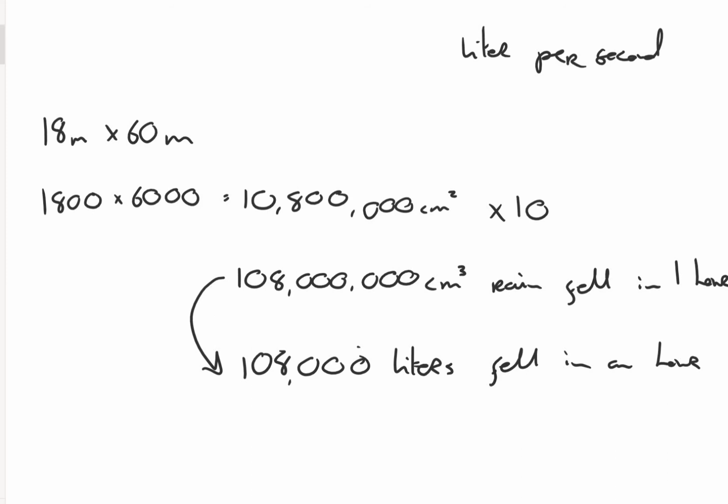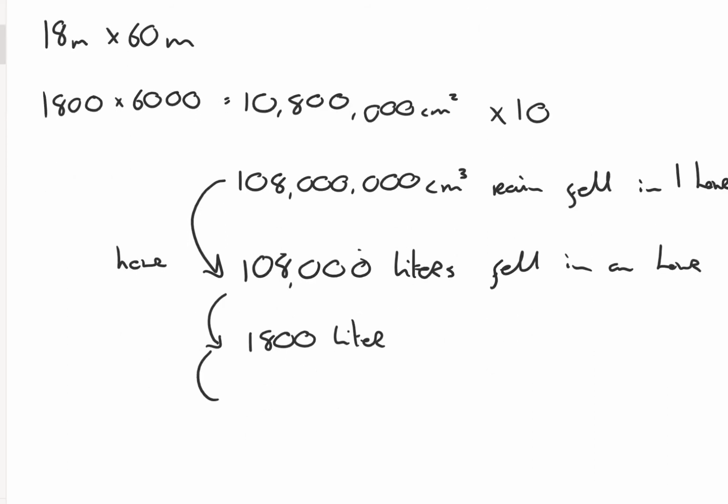But they're looking for the litres per second. So if that much fell in an hour, if we divide by 60, we get 1,800 litres in a minute. And we'll get, divided by 60 again, 30 litres per second.